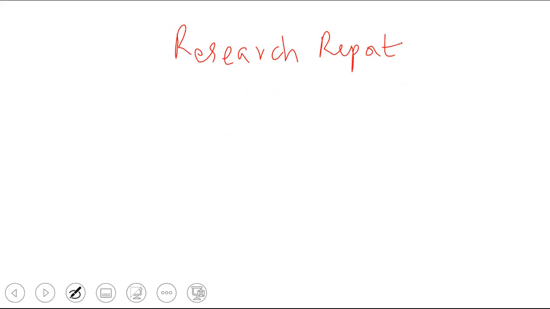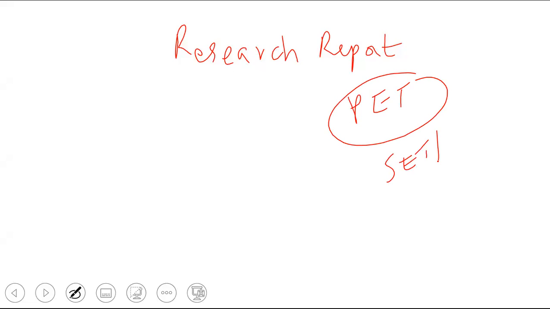See, generally, who will do the research? You will have to complete your BCom. You will have to complete your MCom. I am talking about academic research. After that, you will have to write a special exam known as PET, the PhD Eligibility Test, or you should have cleared SET or NET. These people are eligible for doing the research.